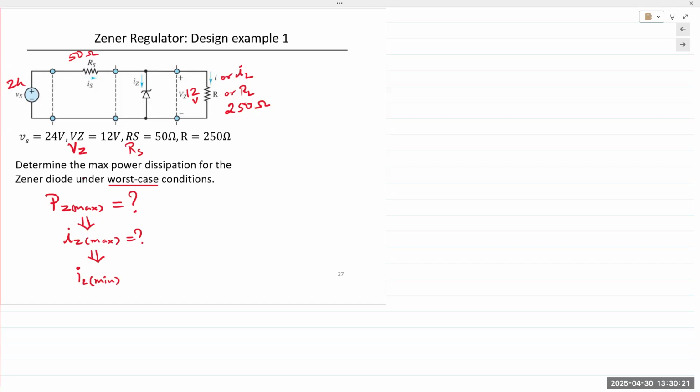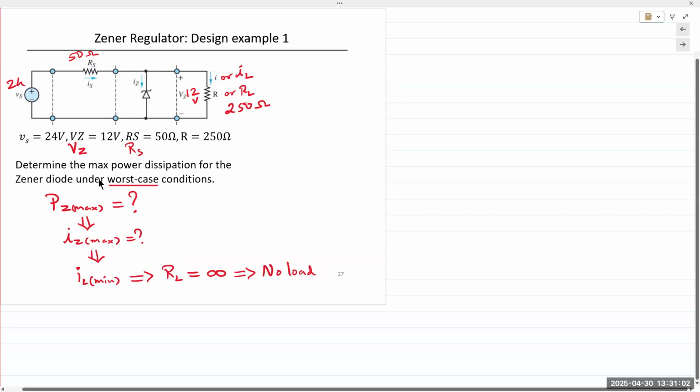Worst case, what is the value of IL? How low can it go? Zero. What is the value of the resistance for zero current? Infinity, meaning there is no load connected at the output. That is the worst case scenario for this regulator.